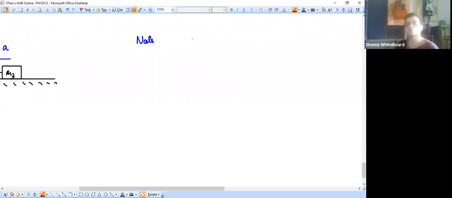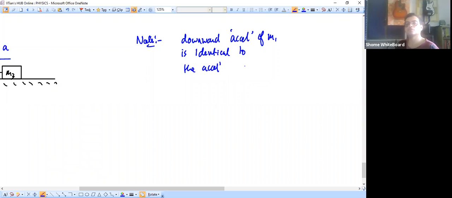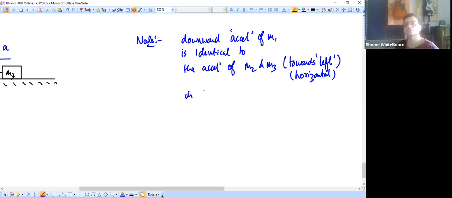The downward acceleration of M1 is identical in magnitude to the accelerations of M2 and M3. But of course they are horizontal, towards the left. So that's the first thing to understand.